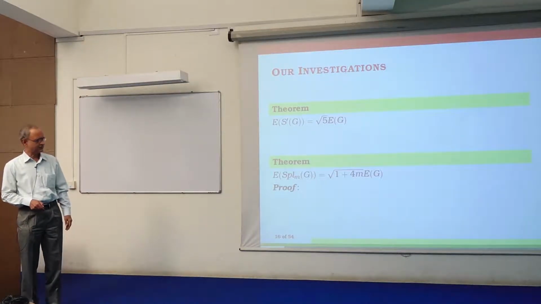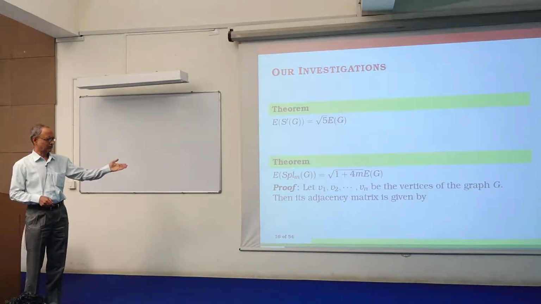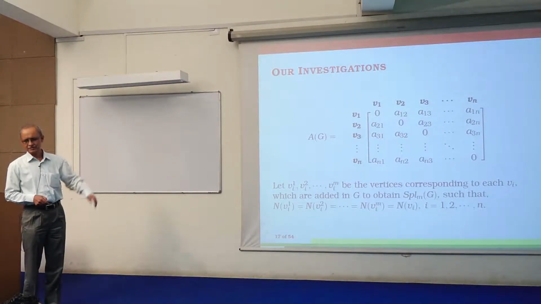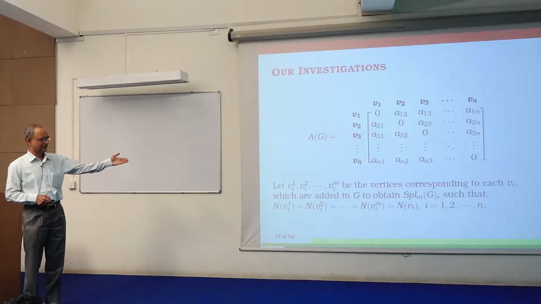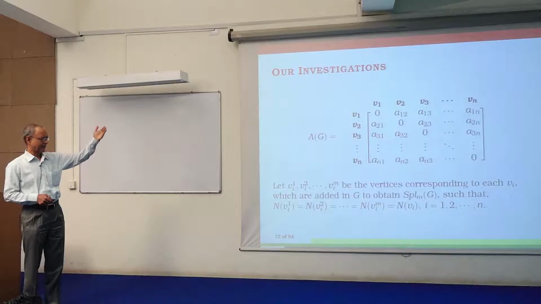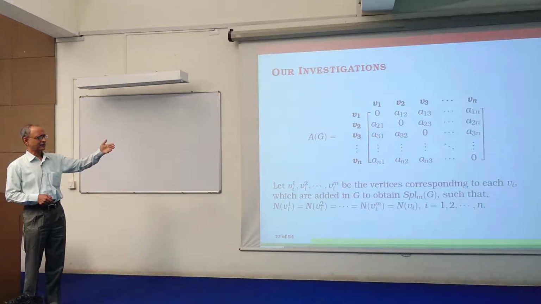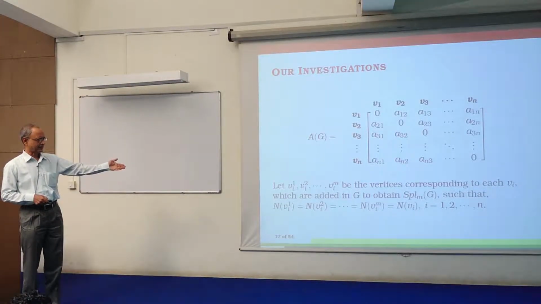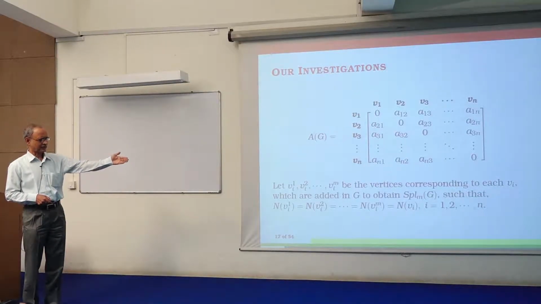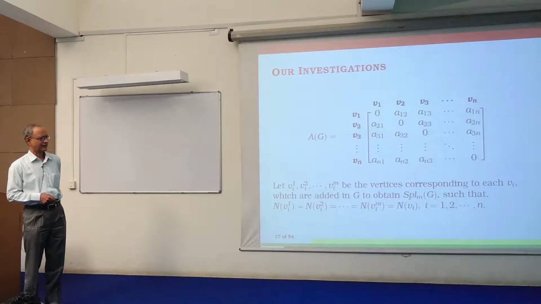How can we prove this? So these are the notations. V1, V2 up to Vn are the vertices, and the adjacency matrix is this. And these are the vertices corresponding to each Vi, which are added in G to construct the m-splitting of G. According to the definition of the m-splitting, the neighborhood of these vertices will be the same, because we have defined it in that way.